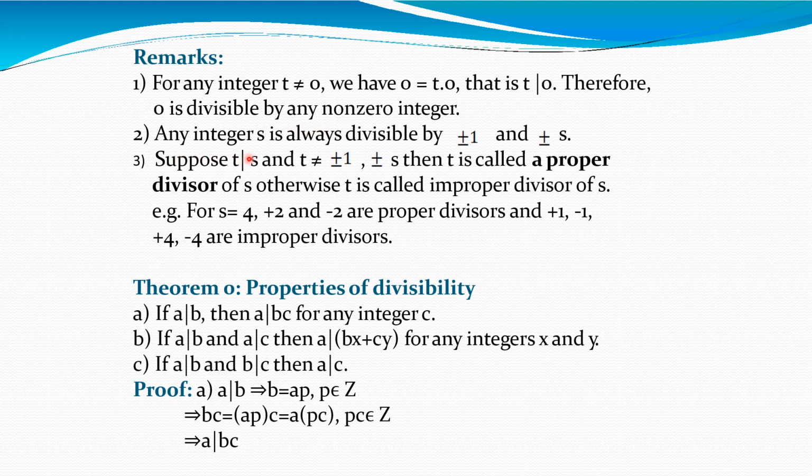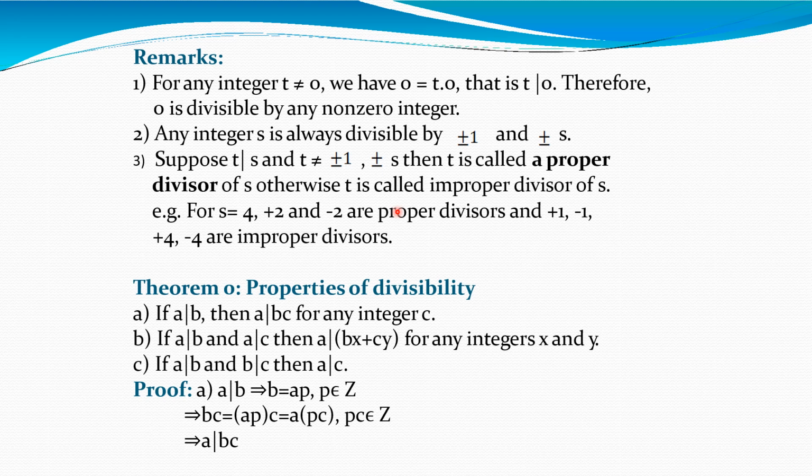Now, any integer s is always divisible by 4 integers: plus 1, minus 1, plus s and minus s. Now, the third important remark is if t divides s and if t is different from plus or minus 1 and plus or minus s, then in that case we say that t is a proper divisor of s. Otherwise, t is called an improper divisor of s. It means for s, plus or minus 1 and plus or minus s are always divisors. So these are improper divisors of s. And if there is any other divisor, then we say that it is a proper divisor of s.